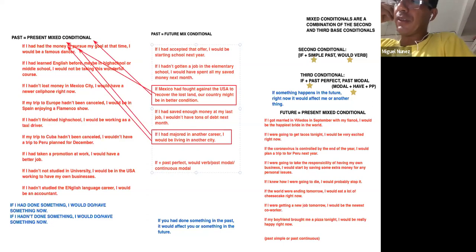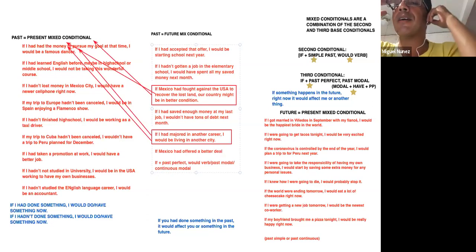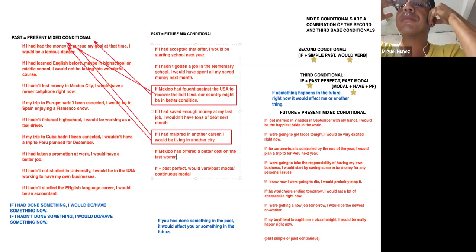Yes, let's see the first one. The first one I did. If Mexico had been, sorry, if Mexico had offered a better deal on the last Commonwealth meeting, our country would be improving people's lifestyle next year.